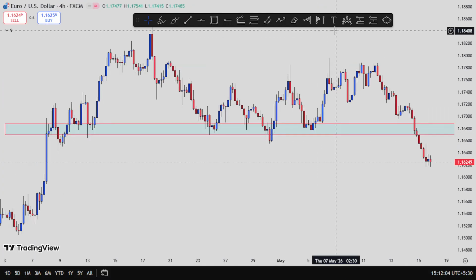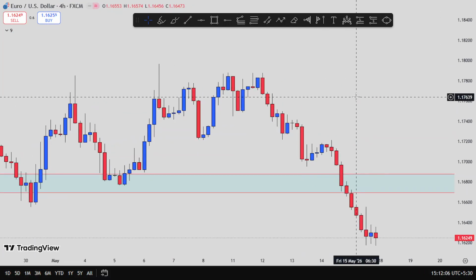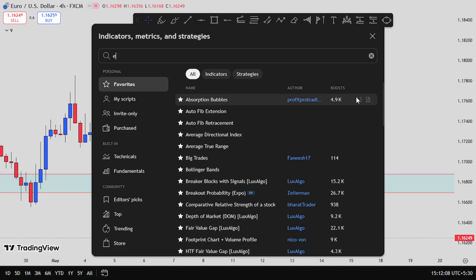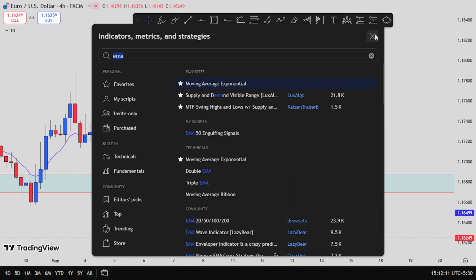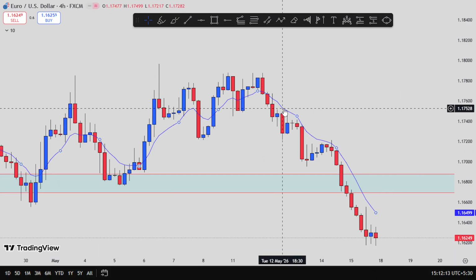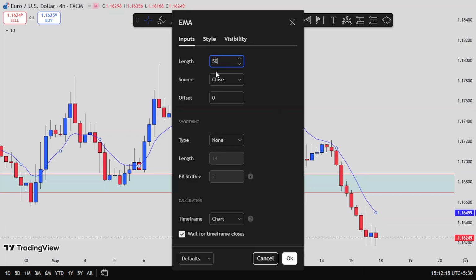Also, moreover, many people love to use EMAs. I personally do not use EMAs so much, but yeah, you can have this EMA on the chart. What I use is a 50 EMA.